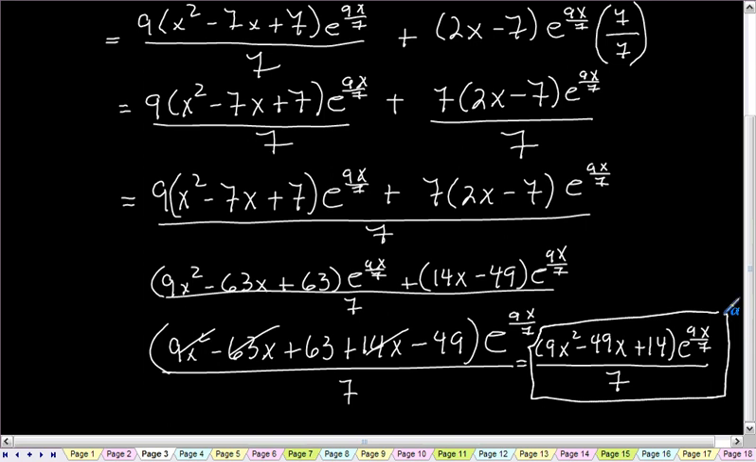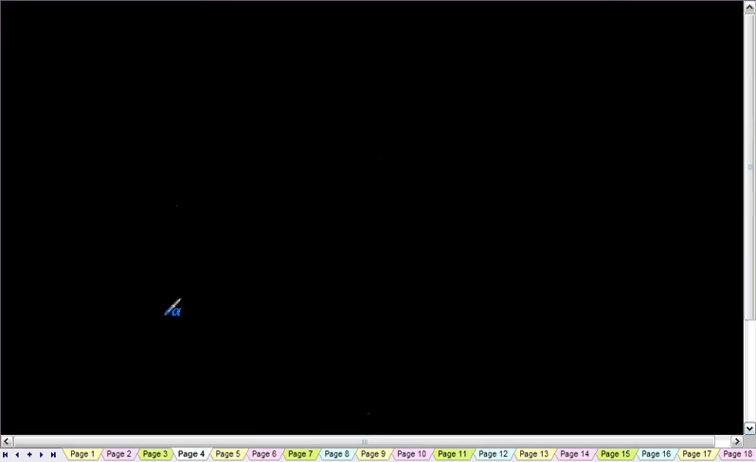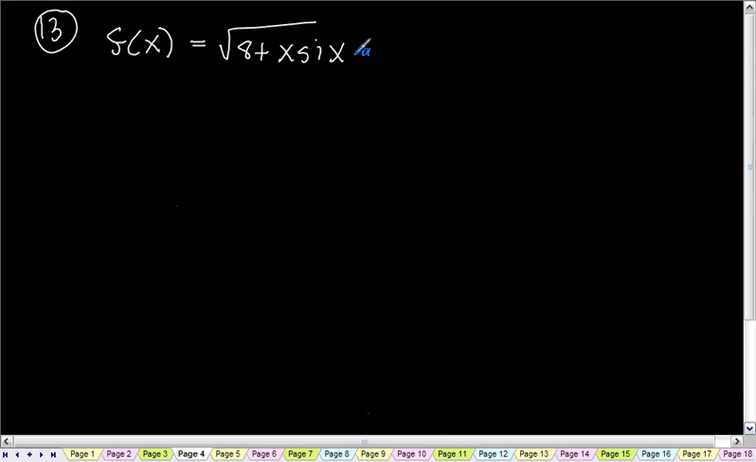for number 12. To number 13. 13 says the following. Find the derivative of x equal to 8 plus x sine of x.